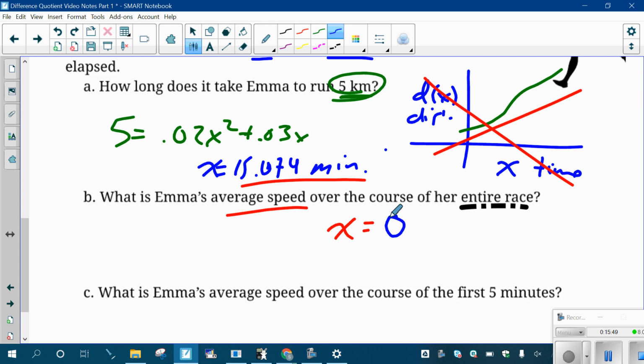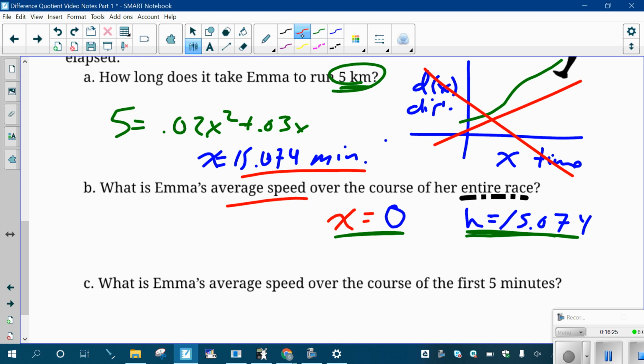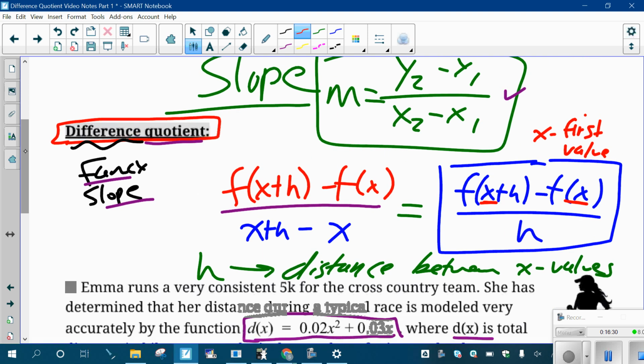How far apart are my two times? How much time goes on before I take my other distance measurement? In other words, what is the total time that's elapsed from the start to the ending time? 15.079. Once you establish your starting x value and how far it is to the other x value, the end of the race, then you can use your difference quotient to find your speed. Again, here's what our difference quotient is.